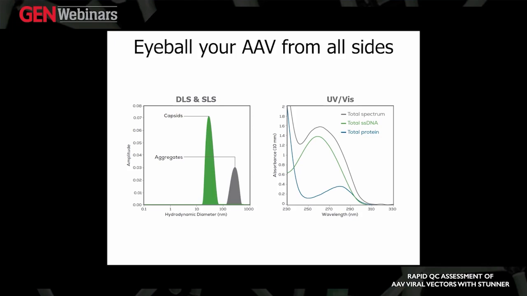UV-Vis, on the right side, brings information on how much total protein is in your sample and how much DNA is in there. Based on some simple info you tell Stunner's software, it uses the balance of protein and DNA to calculate the empty-full ratio and percent full.